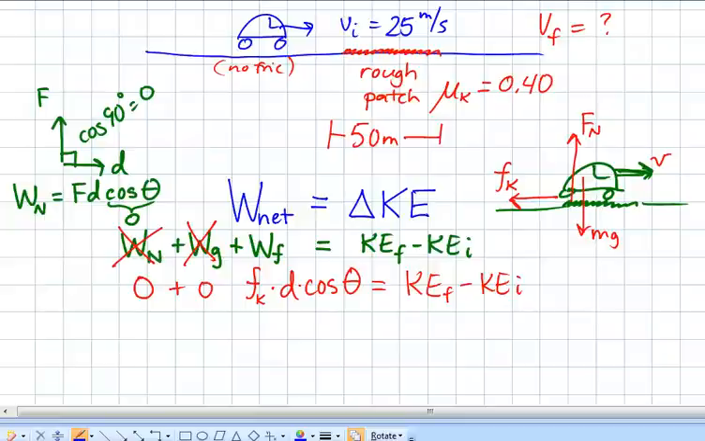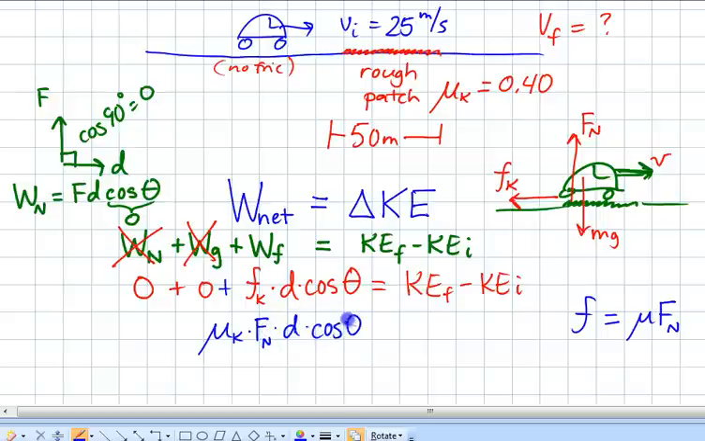Depending on how you learned it, in my class sometimes we talk about friction being equal to mu times the normal force. So we can put into our equation that the kinetic force of friction is mu k times the normal force times distance times the cosine of the angle. And that's going to be equal to 1/2 mv final squared minus 1/2 mv initial squared. Remember that kinetic energy is always 1/2 mv squared.